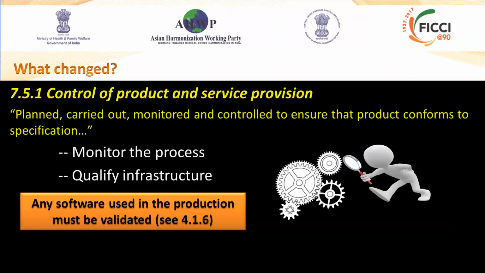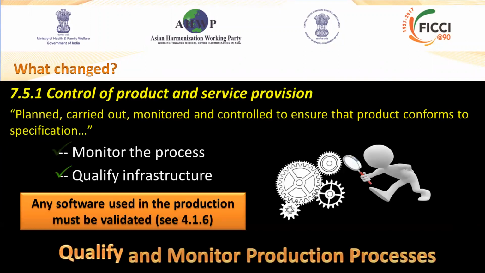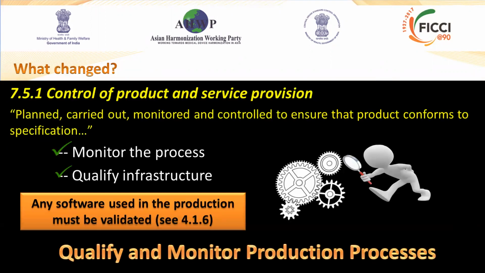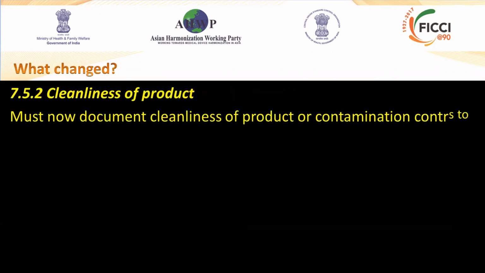So, control of product and service provision. This, again, we see a little bit more focus on software. So any software used in production has to be validated. So take a look at section 7.5.1 and make sure that any software that's used in production is validated.